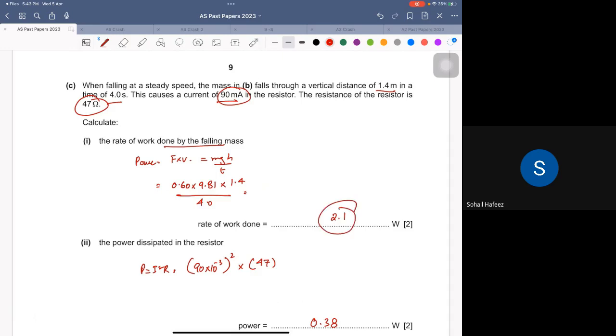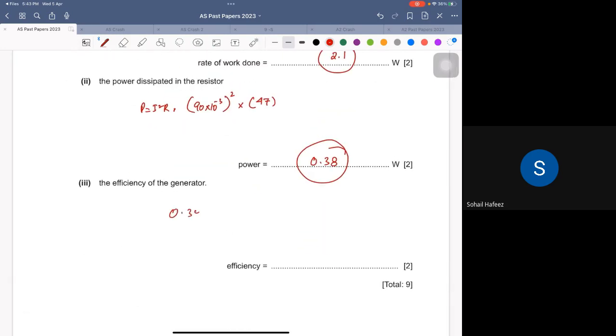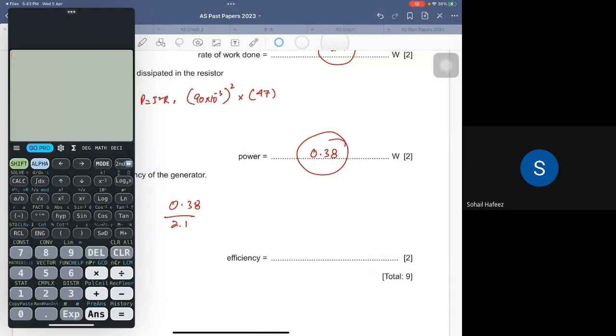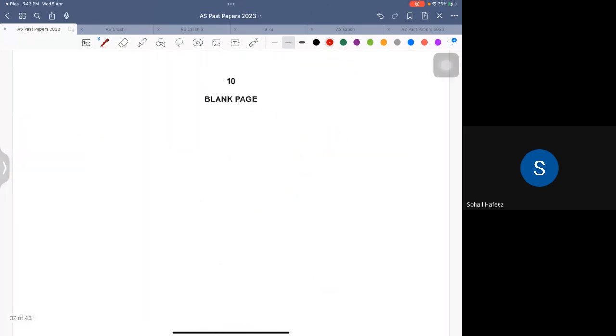And then efficiency. This is the power dissipated, and that is the work done by power, so this has to be the output and that has to be the input. So this divided by 2.1, and you don't need a percentage, so just directly do that. 0.38 divided by 2.1, that's going to be 0.18. That's fine. You can write 18% as well. Okay, fine.